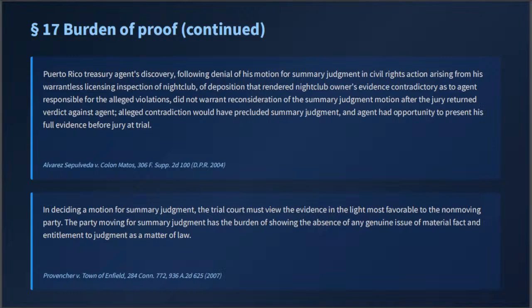Unless there's new evidence. In deciding a motion for summary judgment, the trial court must view the evidence in the light most favorable to the non-moving party. So the party, here it is, the party moving for summary judgment has the burden of showing the absence of any genuine issue of material fact and entitlement to judgment as a matter of law.